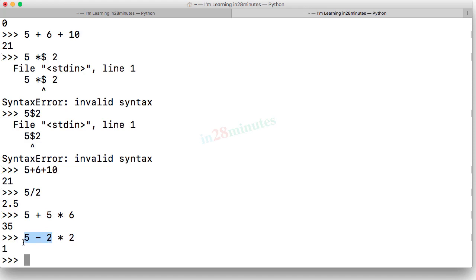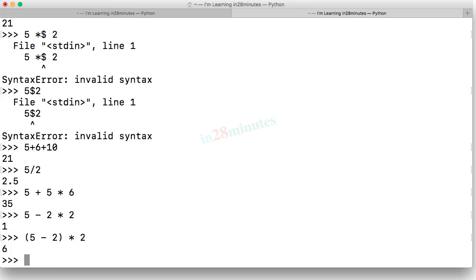Let's say I would want to execute 5 minus 2 first. So I would want to have 3 into 2, that is 6, as the result of this expression. How do I change the precedence? You cannot really change the precedence, but you can add parentheses or brackets. So what I can do is do something of this kind. Parenthesis has the highest precedence. So what happens is 5 minus 2 gets calculated first, and the result of this expression is 6.